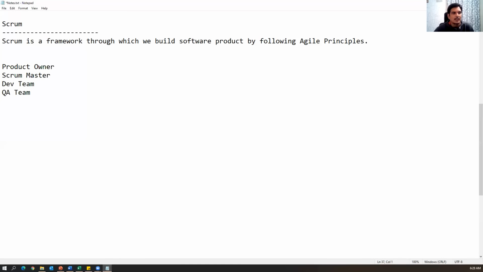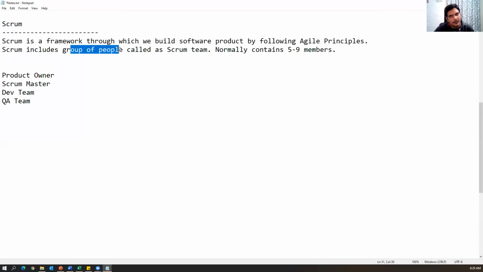Normally Scrum includes a group of people, which we call a Scrum team, and it normally contains 5 to 9 members. Okay, 5 to 9 members. So that is called a Scrum team. Scrum includes a group of people called a Scrum team, normally containing 5 to 9 members.